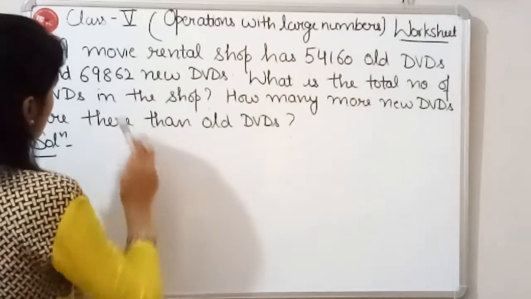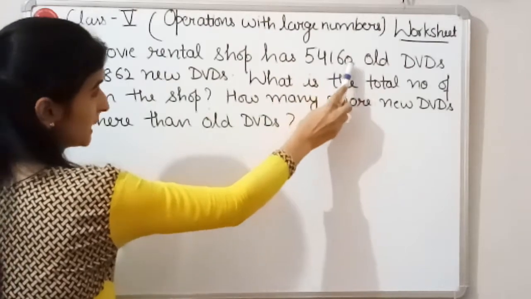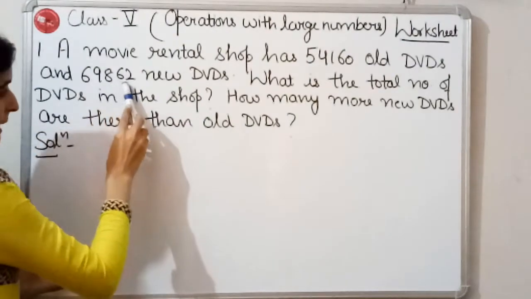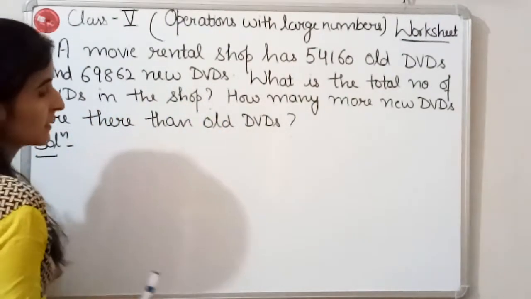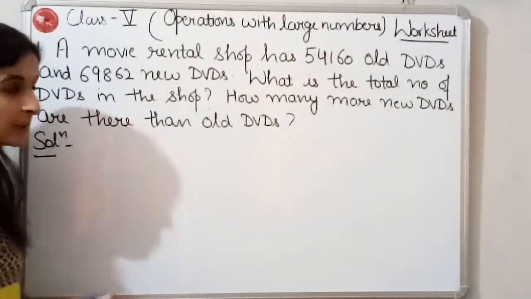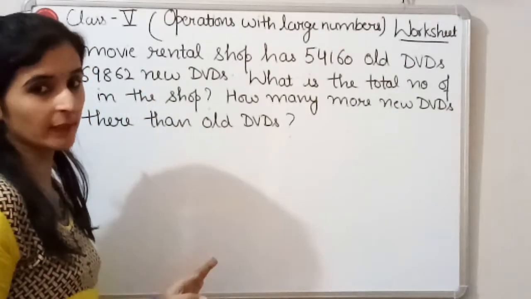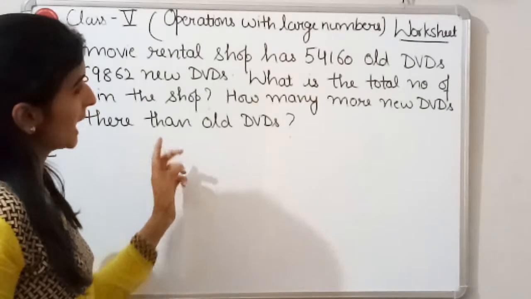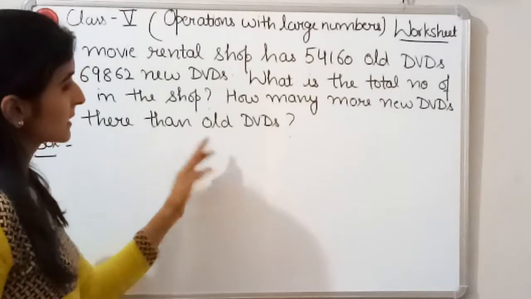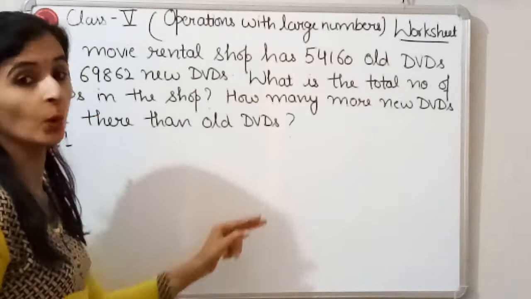First question is, a movie rental shop has 54,160 old DVDs and 69,862 new DVDs. So what is the total number of DVDs in the shop? What does it mean? We just firstly have to find out the total number of DVDs. For that we have to add the old DVDs and new DVDs. Then the second part is how many more new DVDs are there than old DVDs.